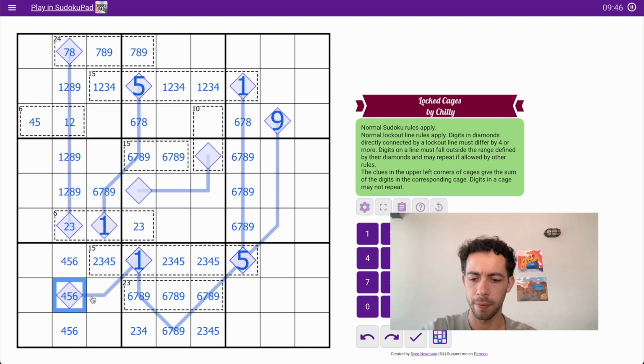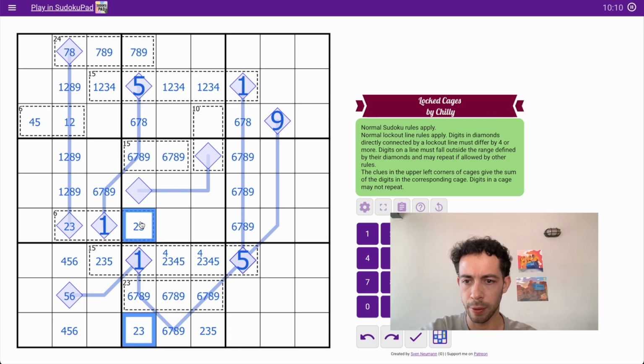But this one can't be 4. It could be 5 or 6. But now we have definitely a 4 there. So that's not 4. So one of these is a 4, which means that's not 4 and that's not 4. That's 2, 3. We have a 2, 3 pair. 6, 7, 8, 9. 1, 2, 3.